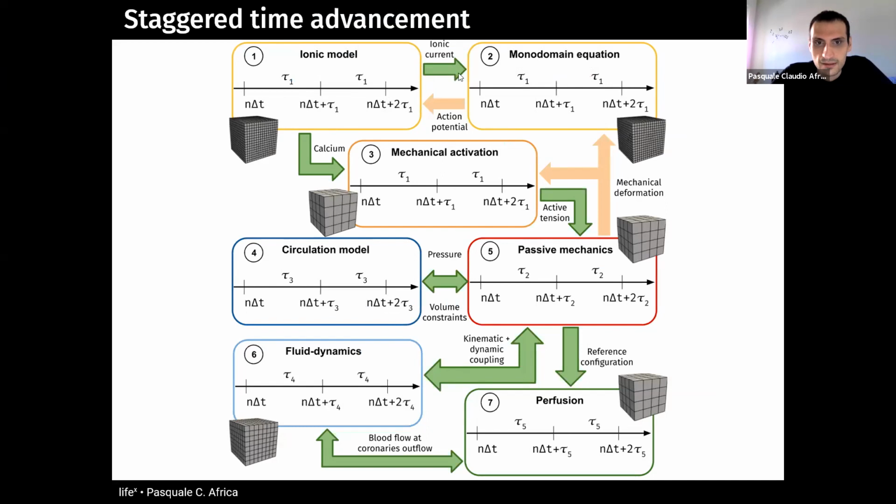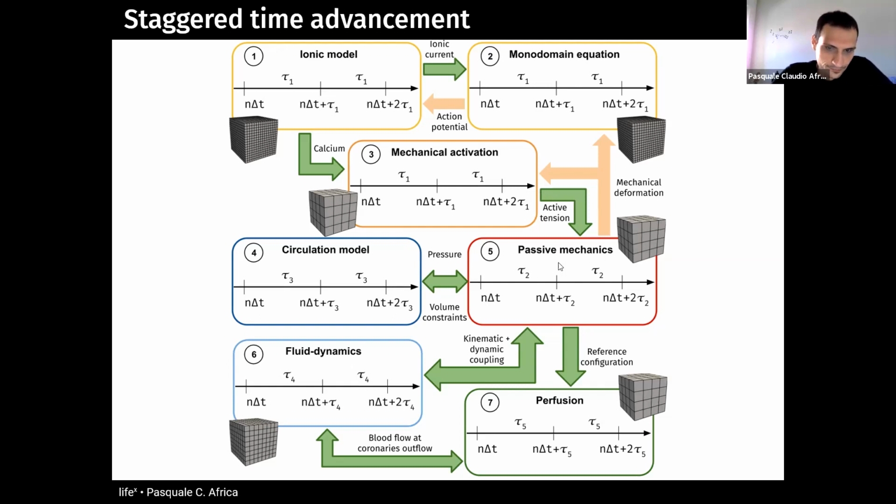The arrows represent the implicit coupling, whereas the orange arrows represent semi-implicit or explicit couplings. So we first saw the ionic model, then the monodomain equation, given the solution of the ionic model. Then we solve for the mechanical activation, which depends on the calcium concentration given by the ionic model, and this is done implicitly.